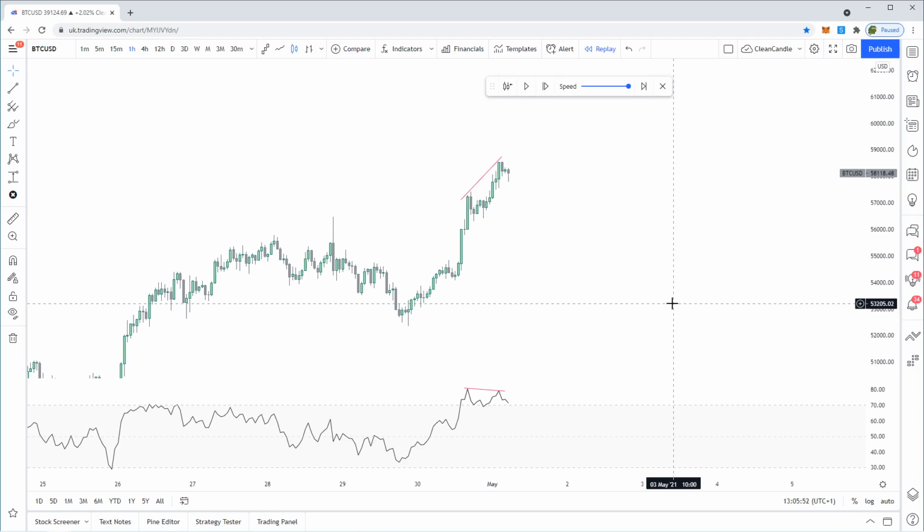I'll add this point in here, which is that typically we always want to take divergences that are operating within the extremes of RSI, which means that we want to be looking for bearish divergences that are occurring above the 70 level, and we want to look for bullish divergences that are occurring below the 30 level. We always primarily want to be operating in the extremes of RSI.